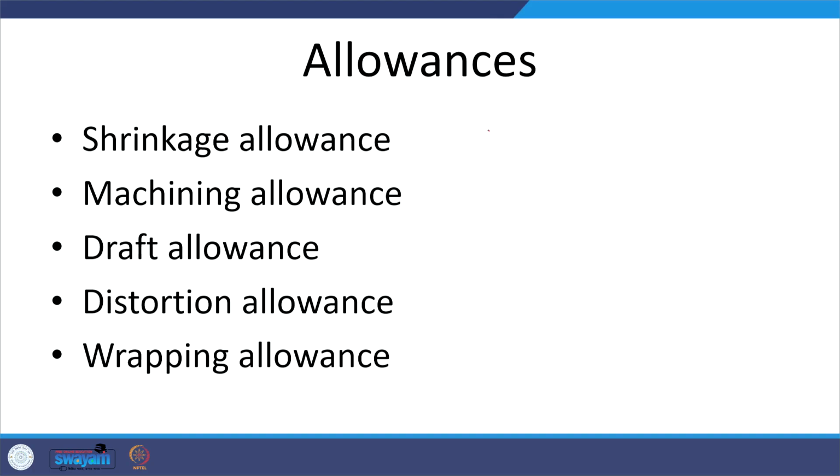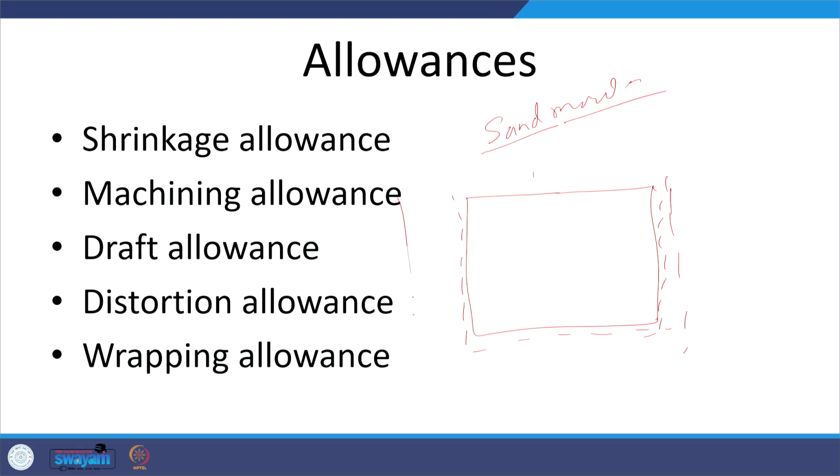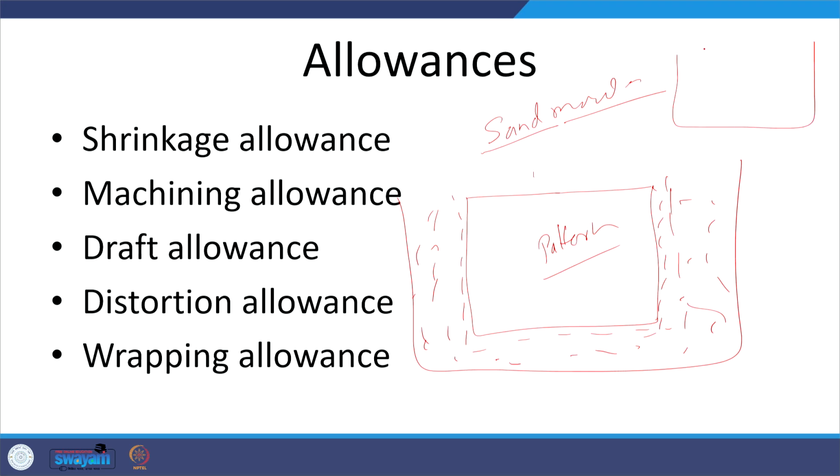The draft allowance is particularly important for patterns used for making sand molds. Say the product is made like this, and around that we have packed the sand very tightly during the molding process, and this is the flask. After packing the sand, the pattern needs to be taken out so that the mold cavity of the desired shape and size can be realized. So this pattern is taken out.